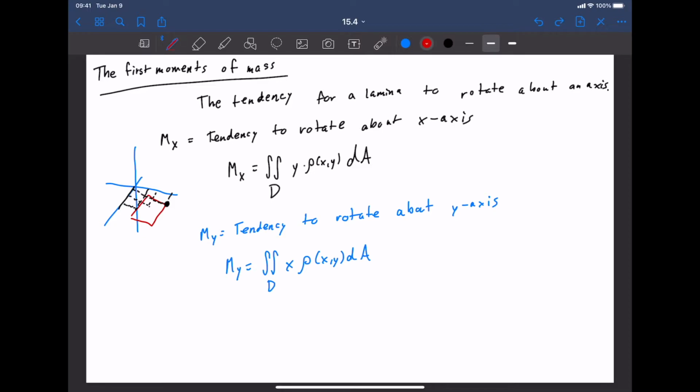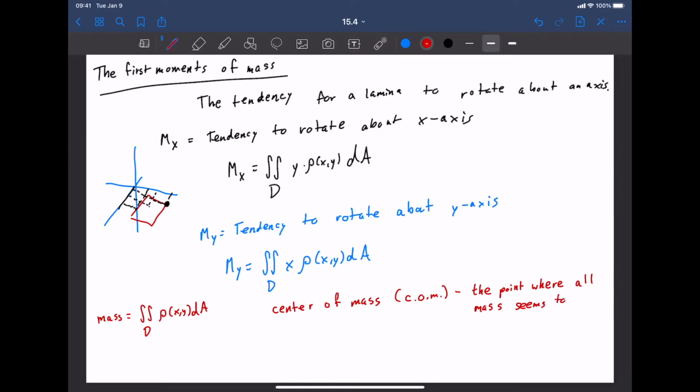So then if we divide out by the mass, which I'll just write down to recall, is the double integral over the lamina of just the mass density function with respect to area, the center of mass, or C.O.M, not .com, but close, would be the point where all mass seems to be concentrated. Now, that's a very vague definition, but I think we understand this.